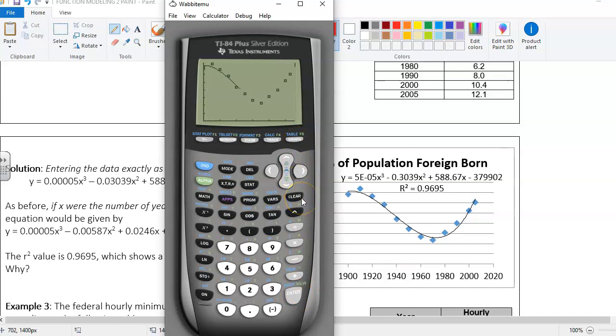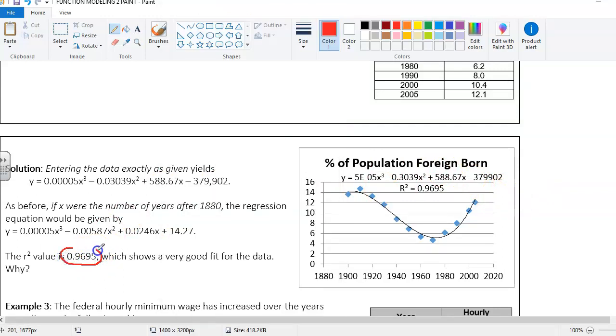Look at this model, though. They nailed it. It looks perfect. That's amazing. You can tell the r squared value was really high on this one, which means it was a very good fit. The closer it is to 1, the better the model was.